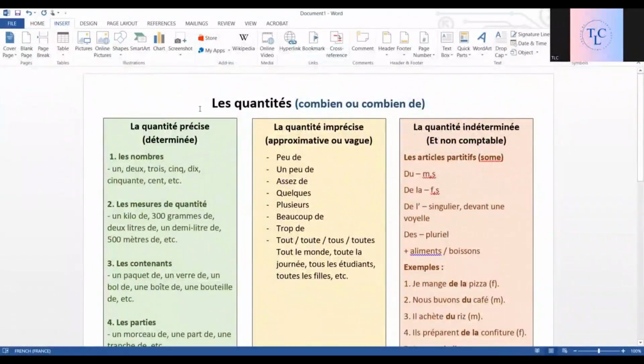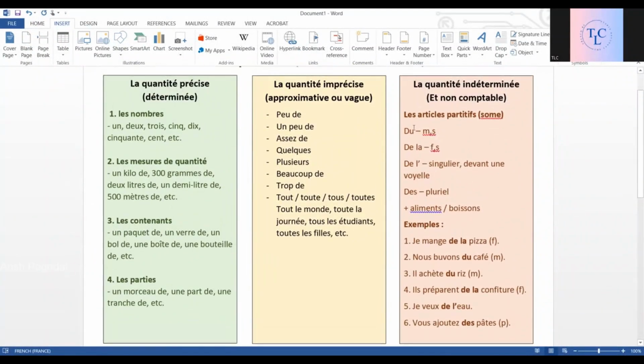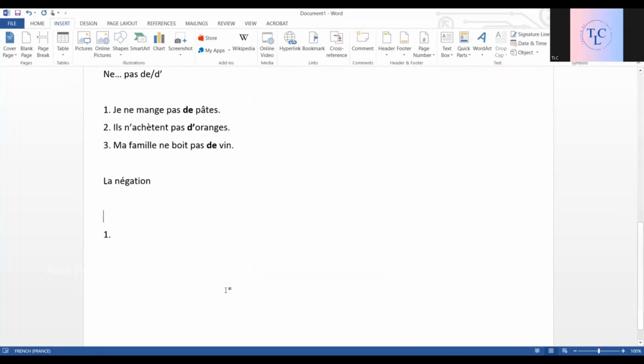So if it's a known quantity, then we have de with these expressions. If it's not known, du, de la, de l'apostrophe, de. If it's 0, then simply pas and then de. Okay. That's how it is for quantities. And one thing that you should know about a negative sentence, whenever there is a negative sentence, okay, la négation, then the articles of quantité, they become de or d'apostrophe.